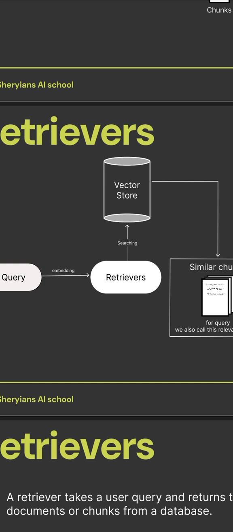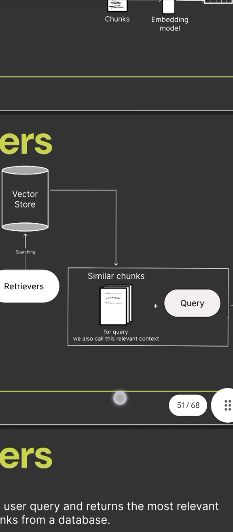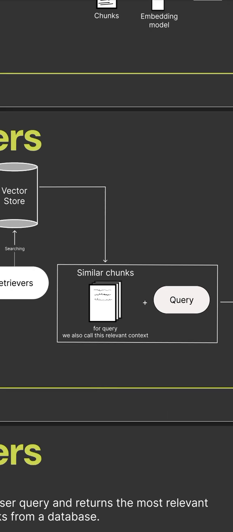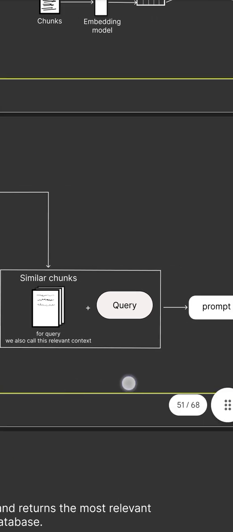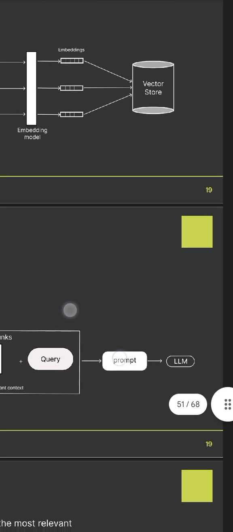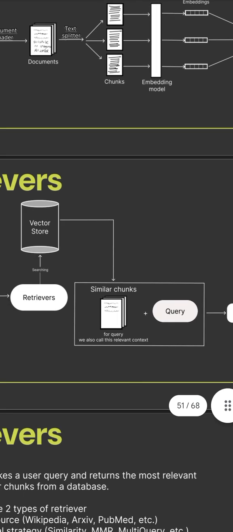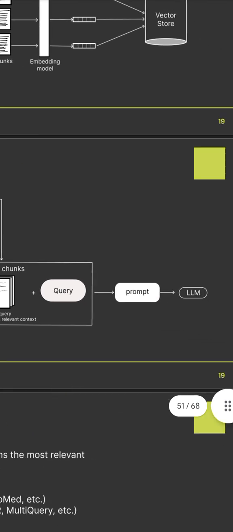Then after embedding, we have a retriever which will find the relevant answer from the vector database. It gives us the similar chunks for the query. We also call this relevant context. Then we have a query, similar chunks for the query, then we have a prompt, and then the LLM.